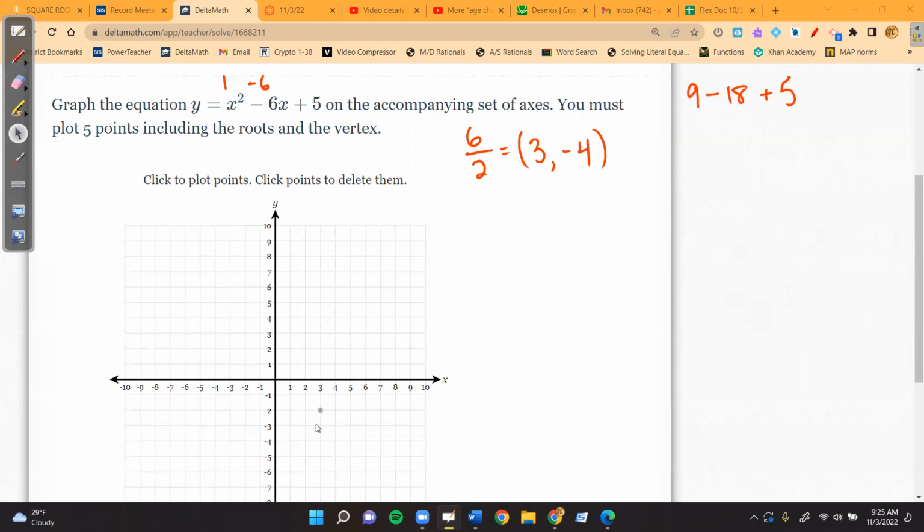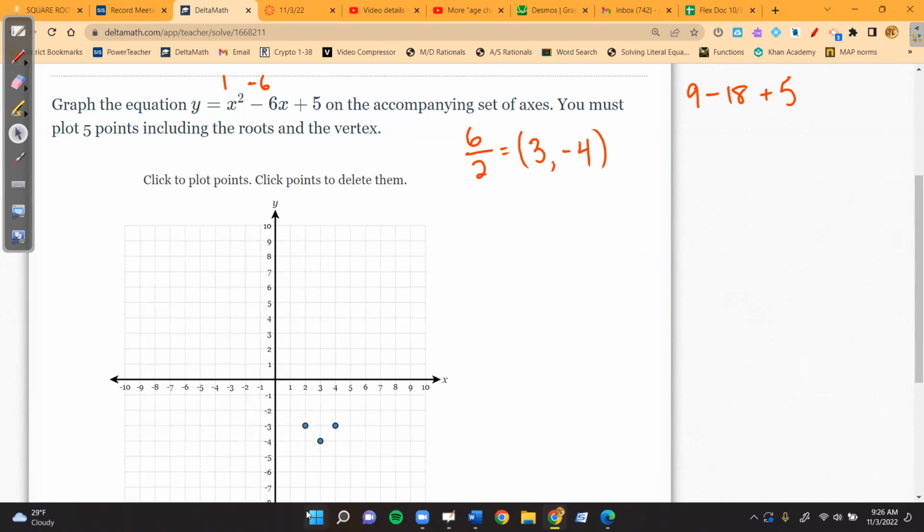I can go to the point 3, negative 4, and just click and it makes a point. Obviously, there's no parabola yet because it's not enough information. It won't even have enough information when I do 2 more. Now, notice in front of the x squared, it says positive 1, right? So that means that the arms go up and not down. So when I go out 1, how far up do I go? Out 1, how far up do I go? So remember, out 1, up 1.